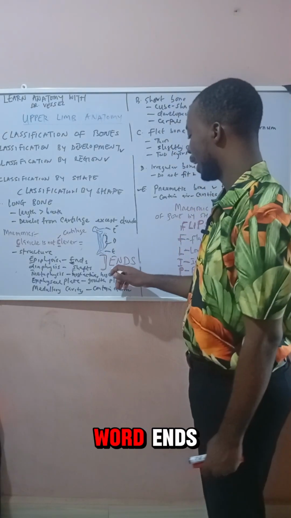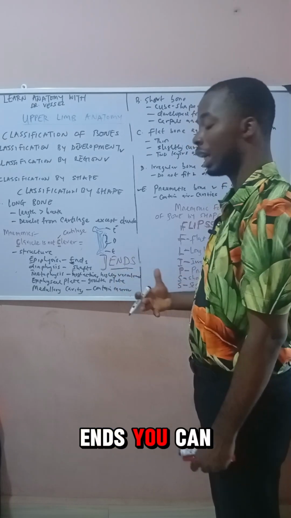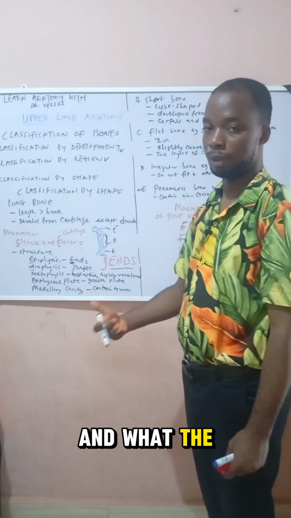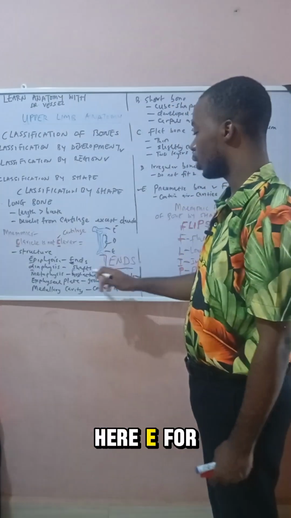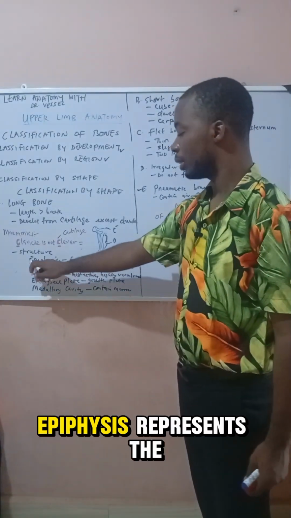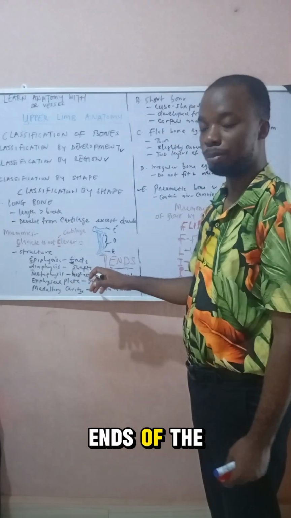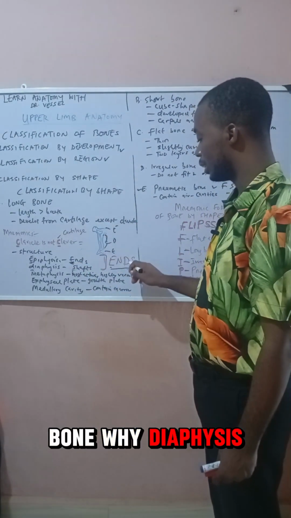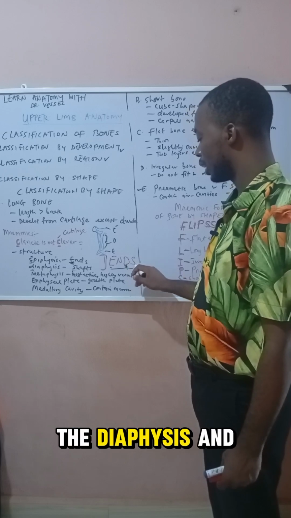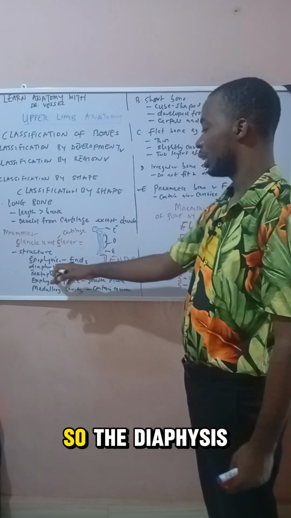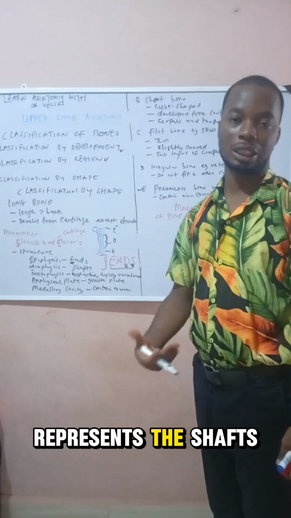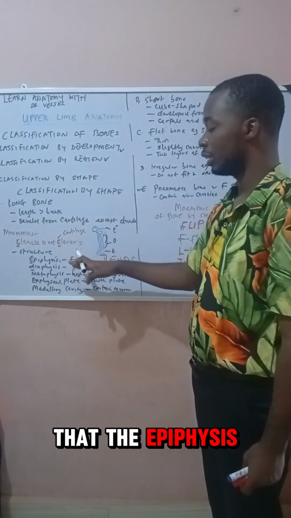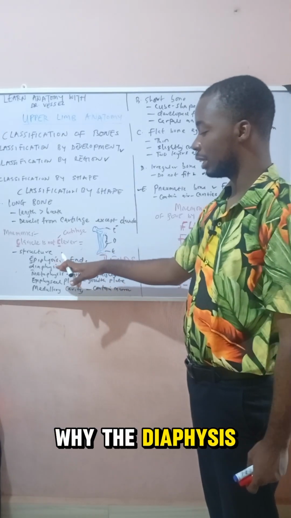With this word, ends, you can remember what the epiphysis represents and what the diaphysis represents. E for E: epiphysis represents the ends of a long bone, while diaphysis, the D here, and the S here for shaft. So diaphysis represents the shaft of the long bone.